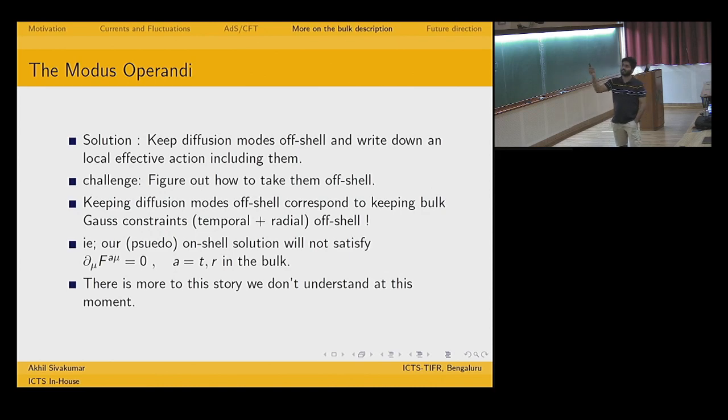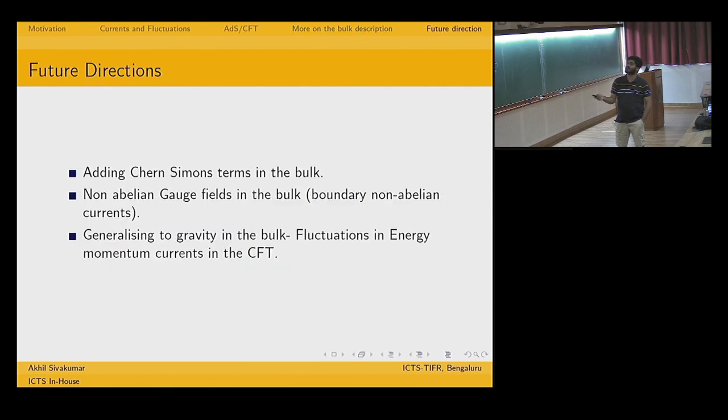So what we see is that to keep the diffusion modes off shell and also get a consistent derivative expansion, you will have to not impose two of these equations in the bulk. So our pseudo on-shell solution will not satisfy these two equations. And there is more to the story we don't understand at this moment. It's still work in progress, and there's something we need to figure out to complete this calculation, and that's it.